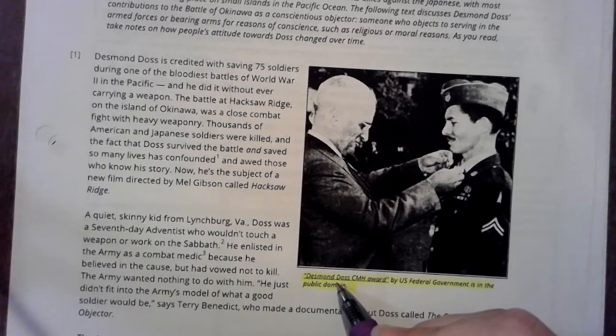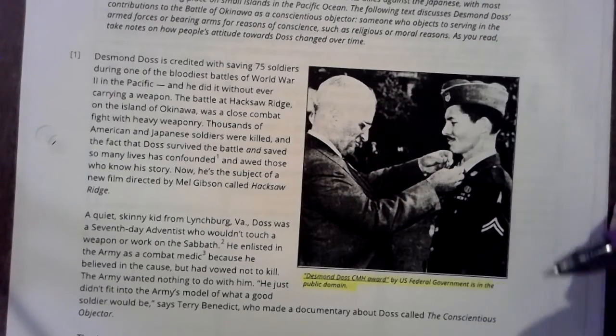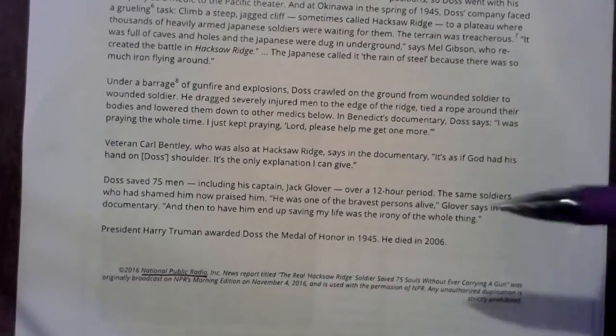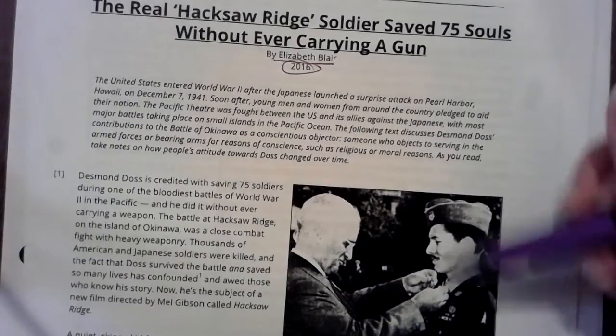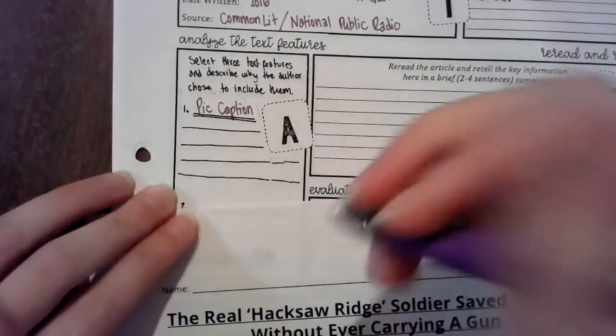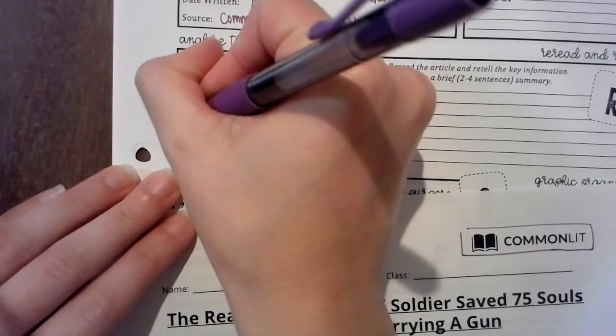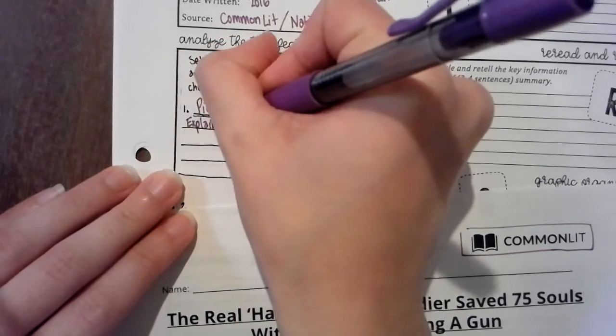But if we look at this title, Desmond Doss CMH Award, we read the article earlier. We know that the CMH Award is the award he got at the end, which was the Doss Medal of Honor, the Congressional Medal of Honor. So this is explaining why he's so proud. This is him receiving that award. It gives us that information. So with the picture caption, it explains the significance of the photo.